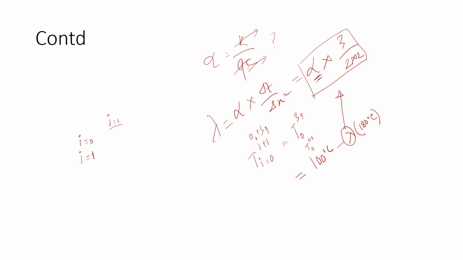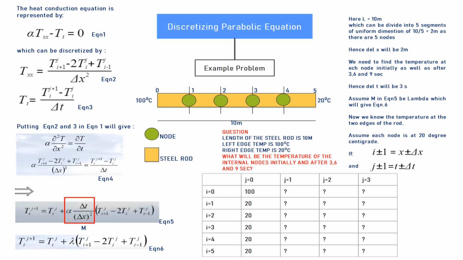So again, repeat this step for i is equal to 2, then i is equal to 3, then i is equal to 4. As there are 5 segments, i is equal to 5, at the same time increment of 3 seconds. Now let us take the example for i is equal to 1. As you know, I have already found out the value of t at i is equal to 0 after the first increment. So this one I have found out.